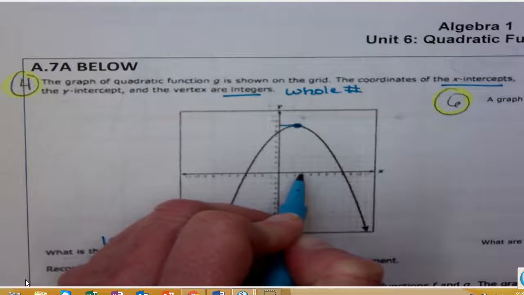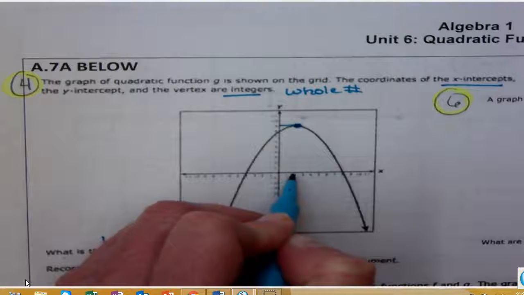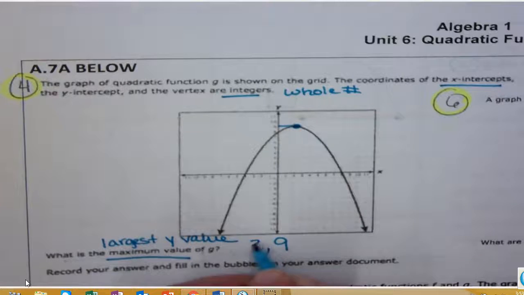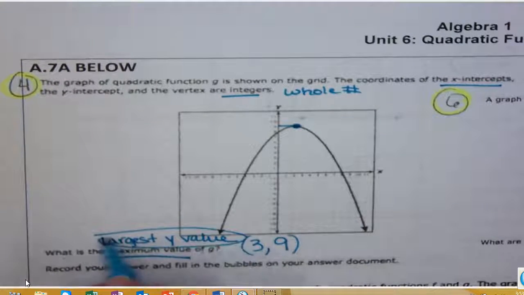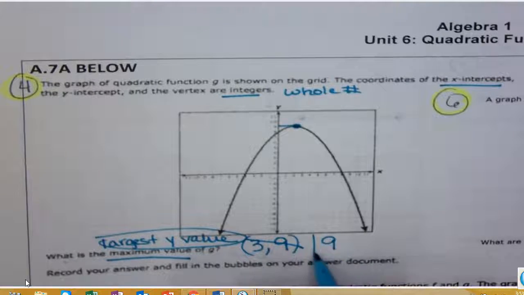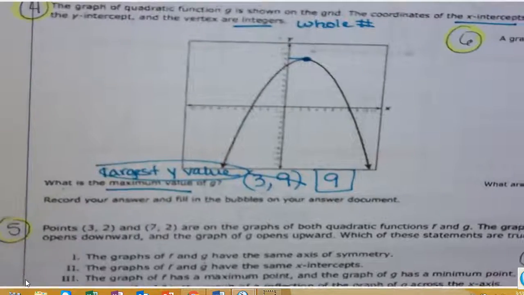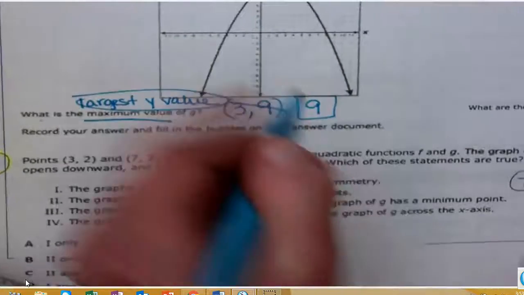Looks like it is 1, 2, I think 3, 9. The largest y value is just 9. That's all you need to put. Okay? Moving on. This is your vertex.